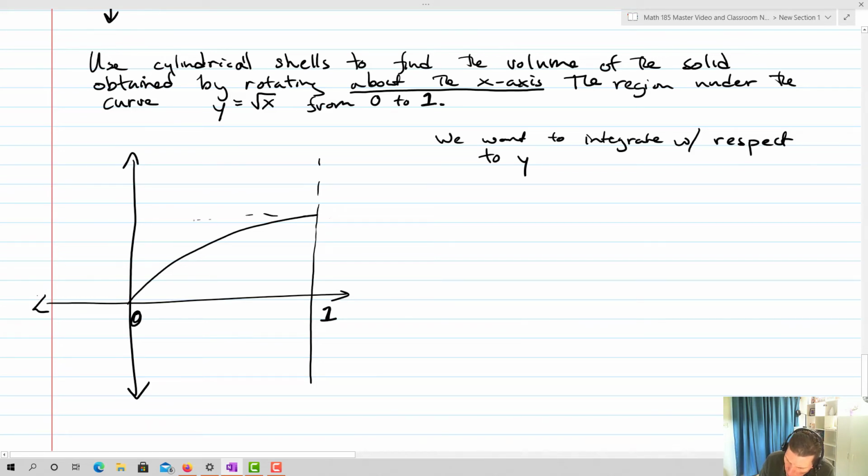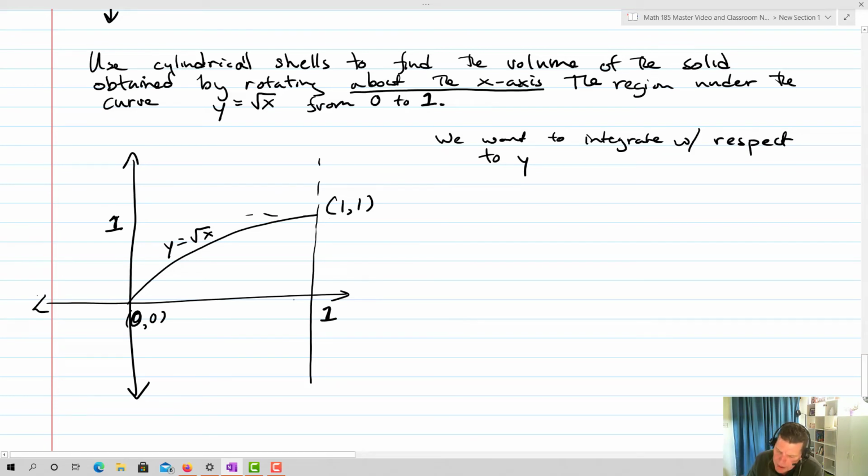But what we're doing is going with respect to y, so it's going to be 0 to 1 on the y-axis. And it turns out that that's (1, 1) there anyways, and this is (0, 0), because we're using y equals the square root of x. But it is important to remember that when we're discussing a region, we've got to figure out which axis we're rotating around and which variable we're going to integrate with respect to. All right, great.